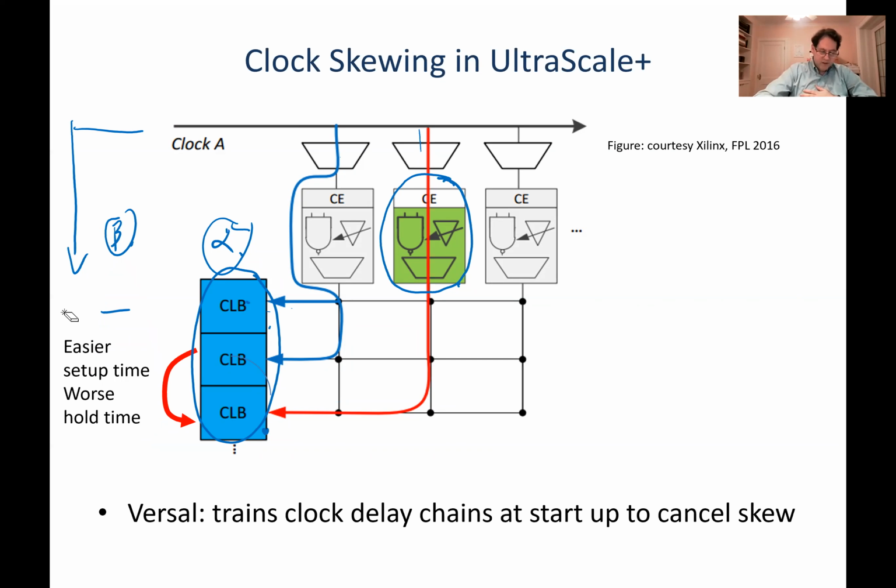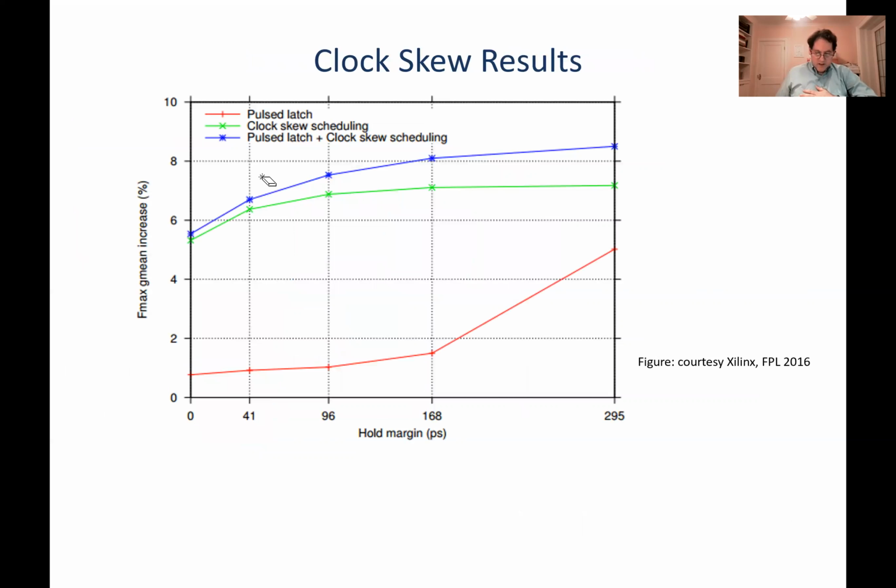Okay. Okay, so what did they get for this? So this is from UltraScale. It's not the Versal results. They show a few different things.